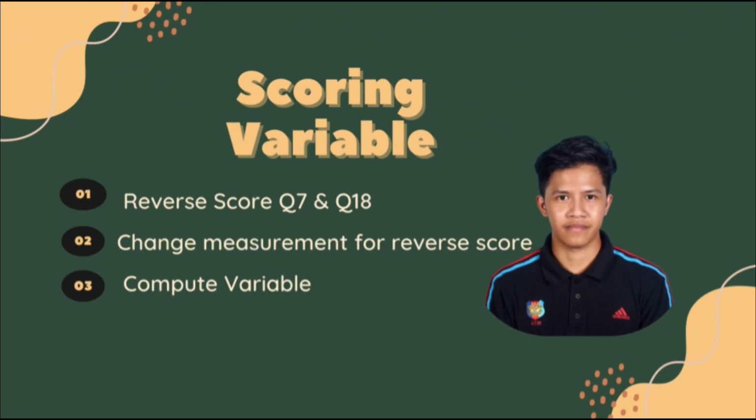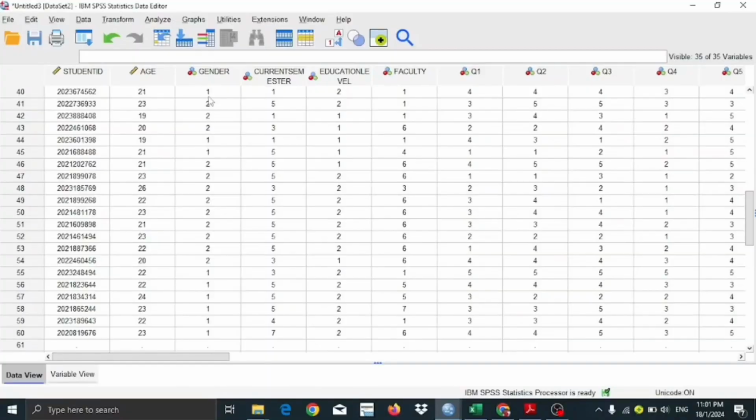There are 3 topics that will be presented in scoring variable. First, we will reverse the score of question 7 and question 18. Secondly, change the measurement for reverse score. And lastly, we will compute the variable.